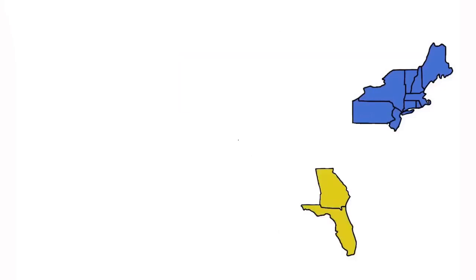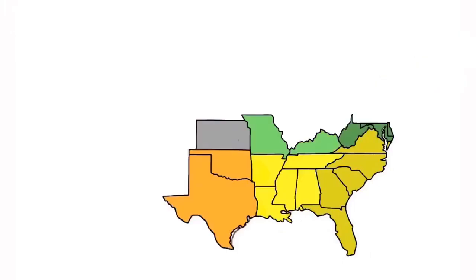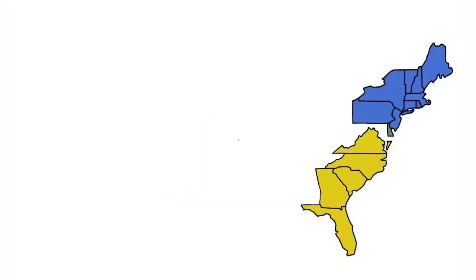The states of the East consist of New England, New York, Pennsylvania, and New Jersey, which make up the eastern subregion of the North. Florida, Georgia, South Carolina, North Carolina, and Virginia make up the eastern subregion of the South, as well as Delaware, Maryland, and West Virginia, which make up the eastern subregion of both the North and the South.